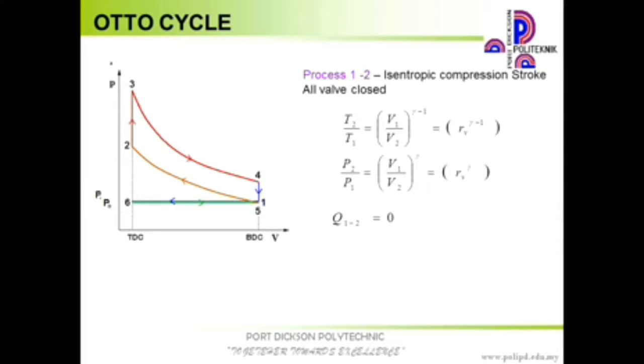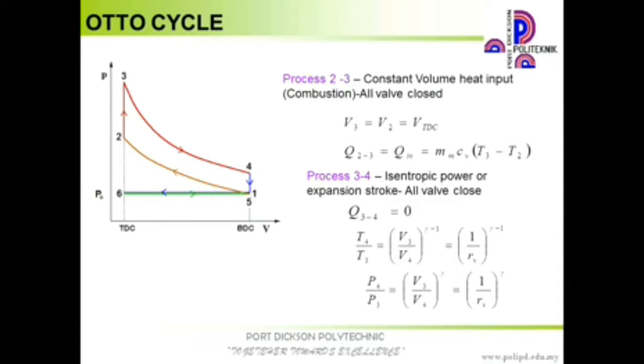Process 1-2: T2 over T1 equals rv to the power of gamma minus 1. P2 over P1 equals rv to the power of gamma. Q12 equals 0. Process 2-3: V3 equals V2 equals V_TDC. Q23 equals Q in equals m Cv times (T3 minus T2).